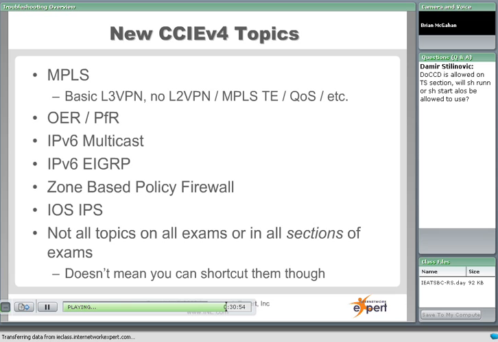Now next we have IPv6 multicast and IPv6 EIGRP. When we compare EIGRP to the other routing protocols that were already on the blueprint, OSPF version 3, RIP-NG, possibly multi-protocol BGP, really it's not that much of a stretch to go into EIGRP.